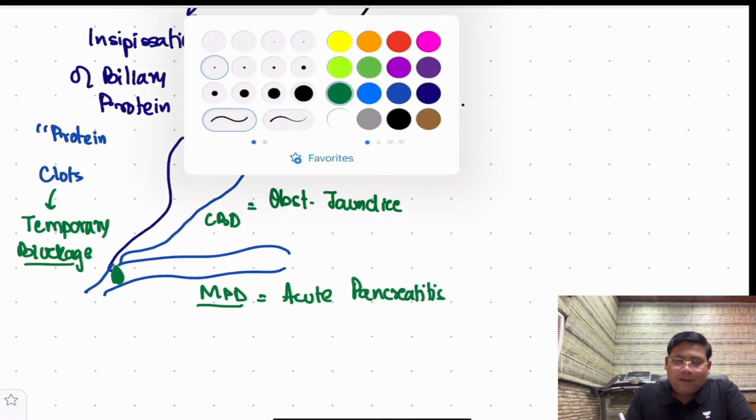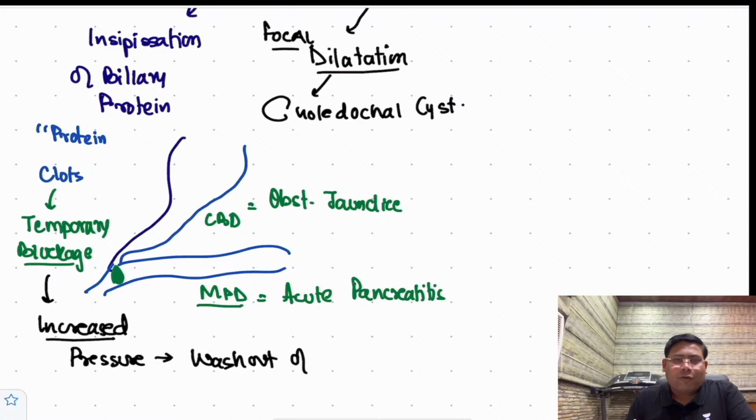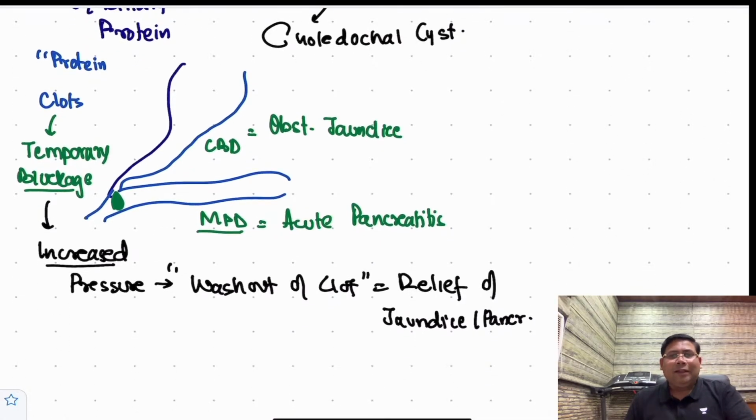Now try to understand, whenever there is temporary blockage of the bile duct or temporary blockage of the main pancreatic duct, there will be increased pressure, and this increased pressure will wash away the protein clot. So increased pressure will cause the what? Washout of the protein clot, and if there is washout of clot, what will happen? What clot? Actually the protein clot. There is relief of jaundice, and also of the pancreatitis, and this is the reason for intermittent pancreatitis that you see in a case of choledochal cyst.